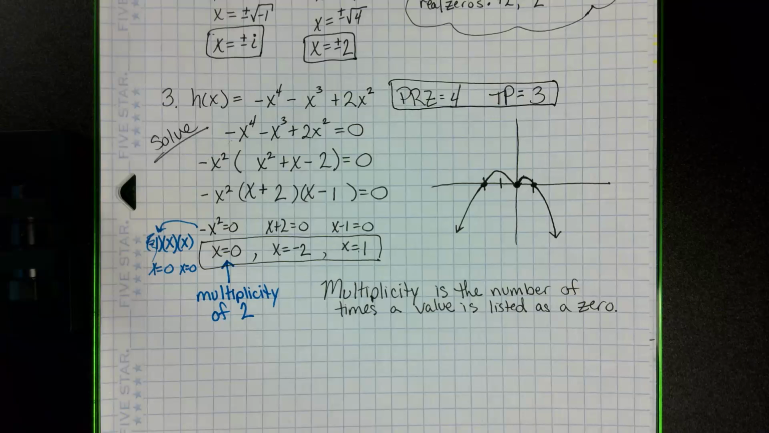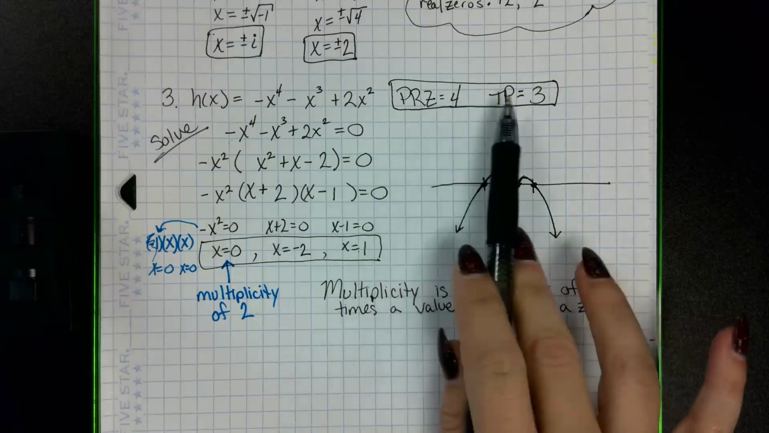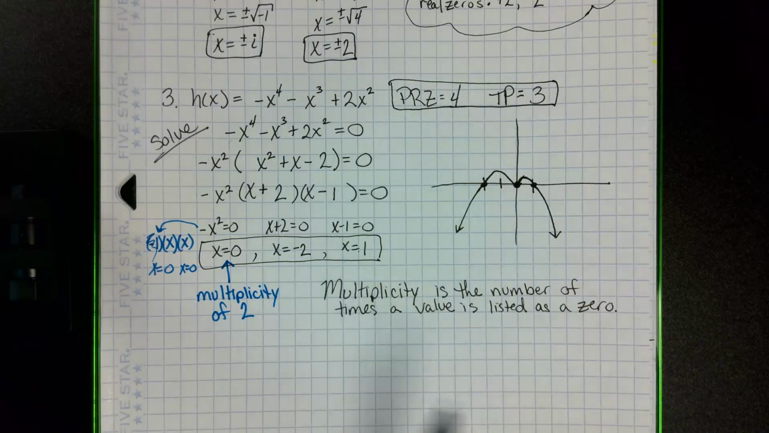And we're going to talk more about multiplicity on Monday. But right now it's just asking you for possible real zeros, turning points, and the solutions, or the zeros.